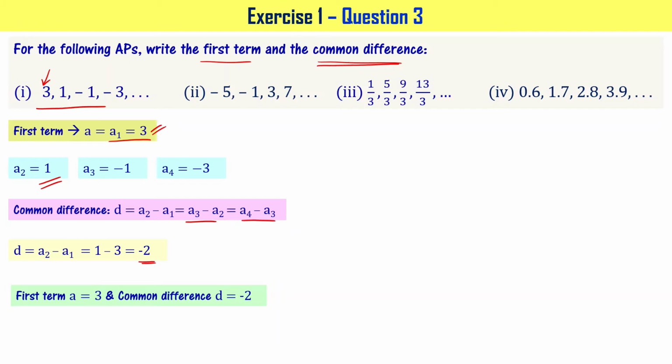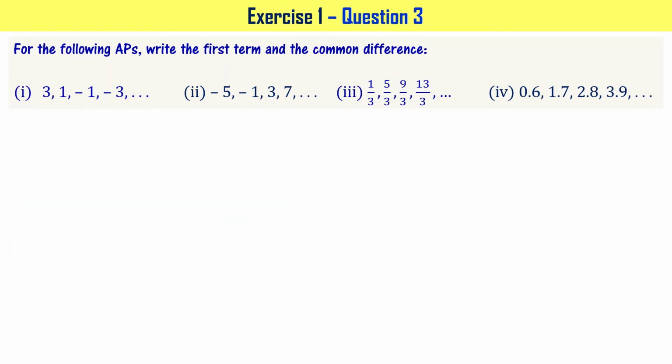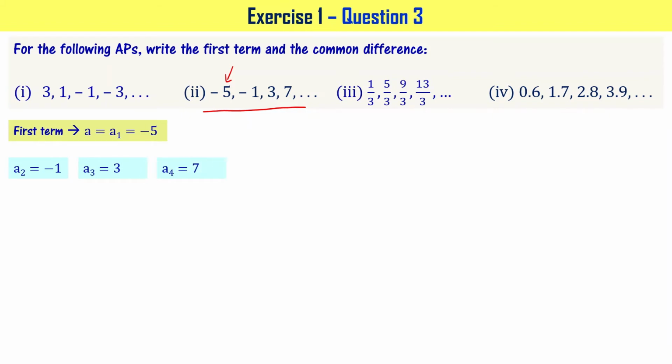Now let's look at the second progression, that is minus 5, minus 1, 3, 7 and so on. For this, the first term is going to be minus 5. The progression is starting with minus 5, that is why A1 equal to minus 5. The second term is going to be minus 1. The next term A3 is going to be 3 and the next term is going to be A4 equal to 7. Now let's find the common difference.